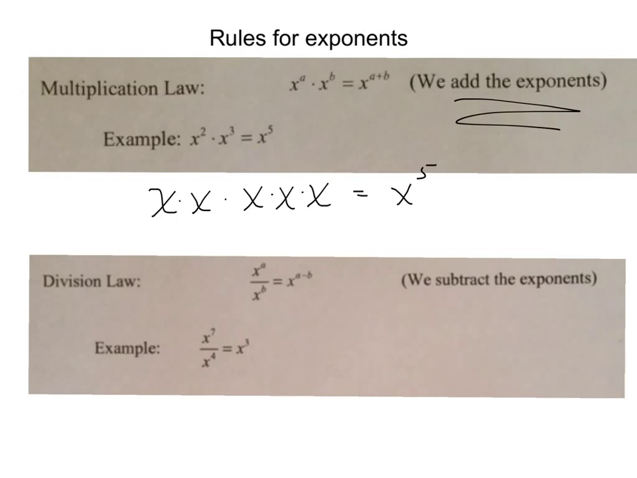The next law we're looking at is the division law, which says if you are dividing powers of the same base, you subtract the exponents. And so here, once again, we have x to the a divided by x to the b is going to be x to the a minus b. And of course, hopefully we know a and b. So let's just pretend we have x to the 7th divided by x to the 4th. That's going to be x to the 3rd.